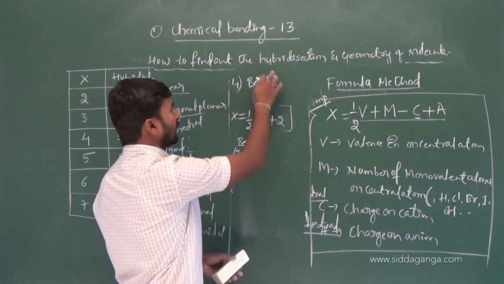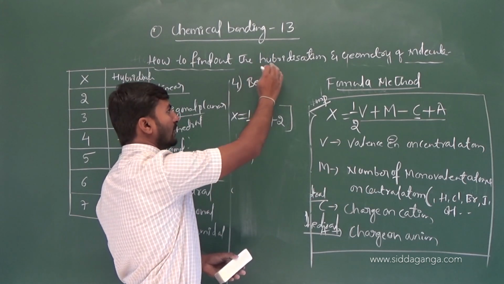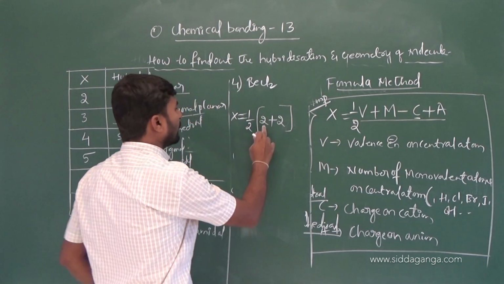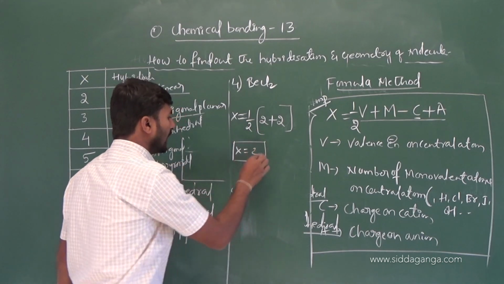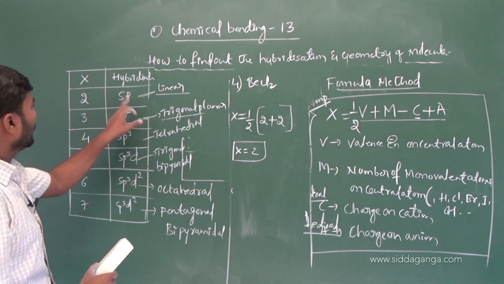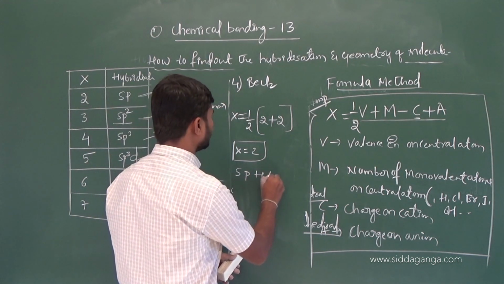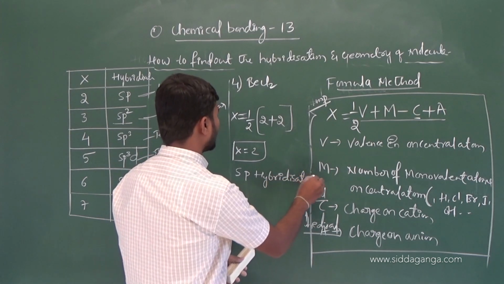Then the molecule is neutral in nature, there are no charges, no positive and negative charges on it. Okay, so what do we do now? 4 by 2 is 2. Value of x becomes 2. If the value of x is 2, then which type of hybridization is it? sp hybridization. It can exhibit sp hybridization.